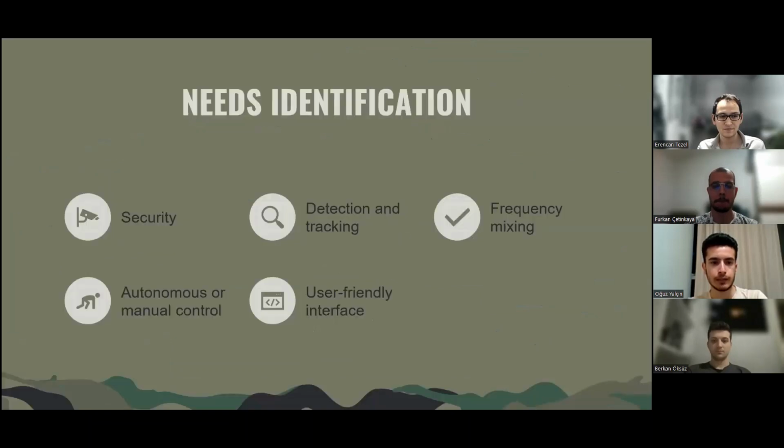Next. Needs identification: firstly security, secondly detection and tracking, thirdly frequency mixing. Other needs are autonomous or manual control and a user-friendly interface.